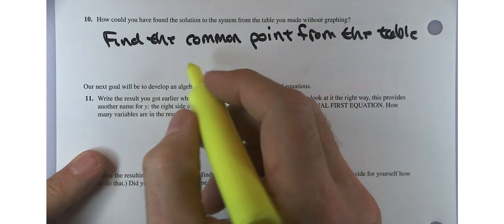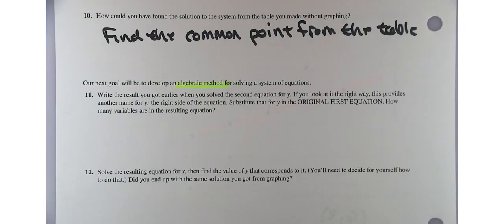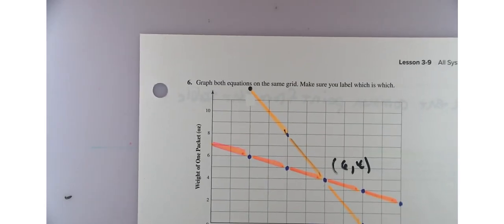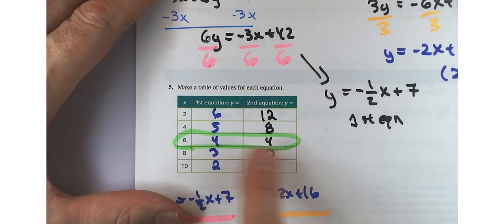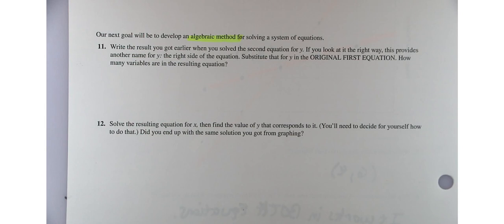So rather than have to draw a graph or look at a table, I mean the table method could be a real pain, especially if those 2 points crossed each other at something that wasn't a nice even integer. I don't think most of us are going to be putting in crazy fractions into these types of expressions and looking at their XY pairs. It's just not the way we're going to roll on this kind of stuff. So it says, write the result you got earlier when you solve the second equation for y. If you look at it the right way, it provides another name for y. Let's actually write down both of these equations and our solutions for y.